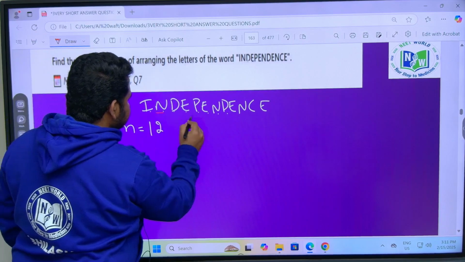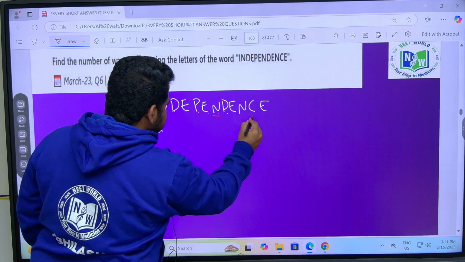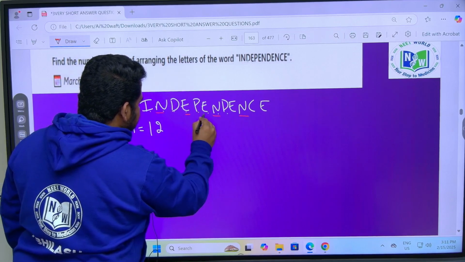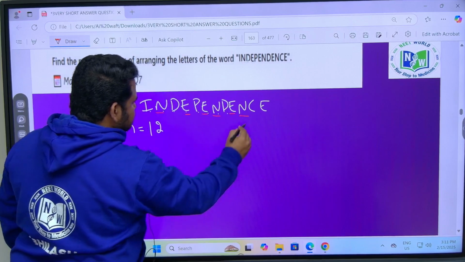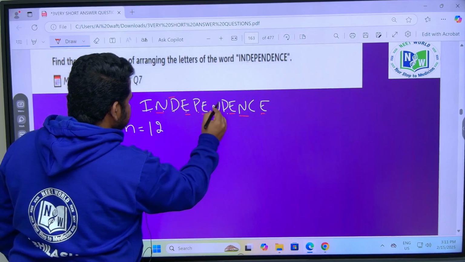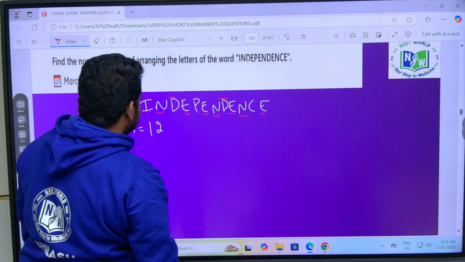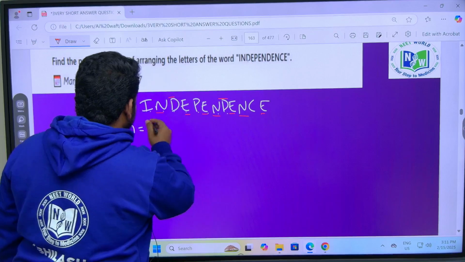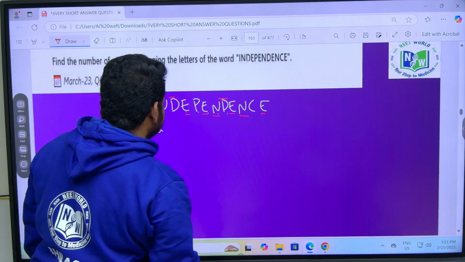N is repeated. Here also N is repeated. N is repeated 3 times. Then what else is repeated? E is repeated 4 times, not 3 times. Okay. What else is repeated? D is repeated twice. Okay. Then what else is repeated? That's all. C is not repeated, and I is not repeated, and P is not repeated.